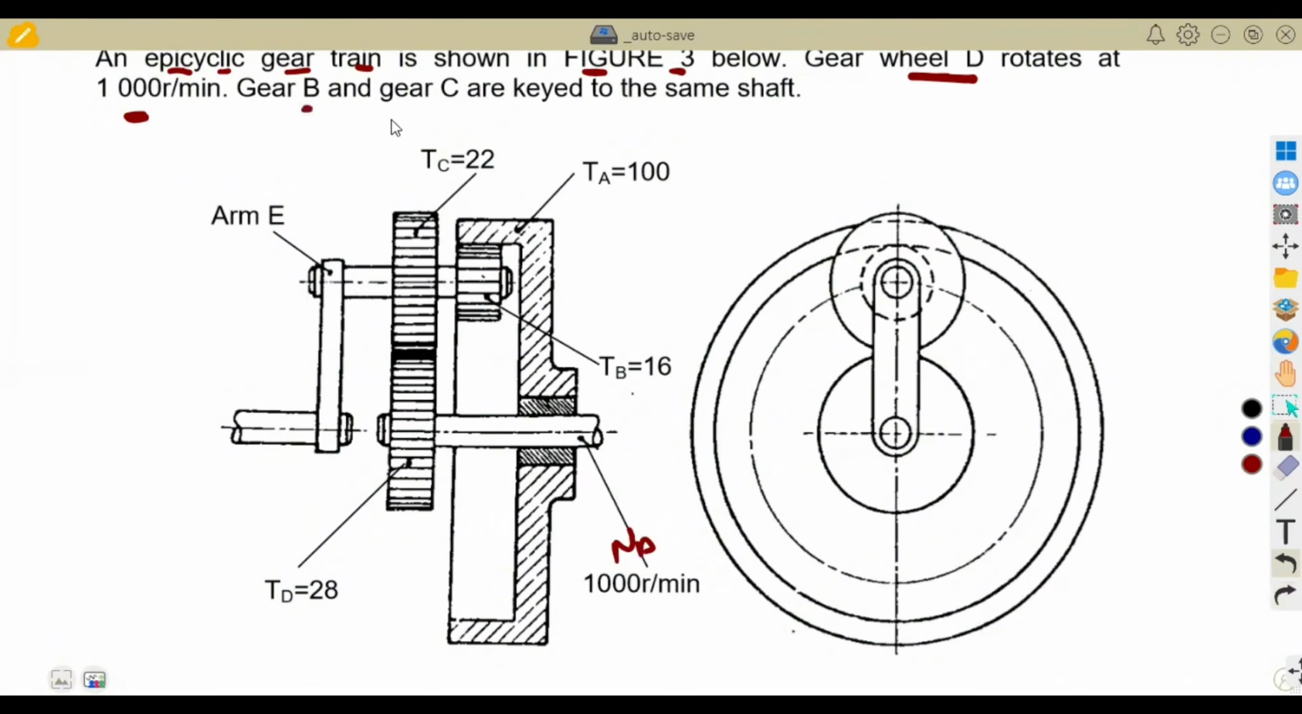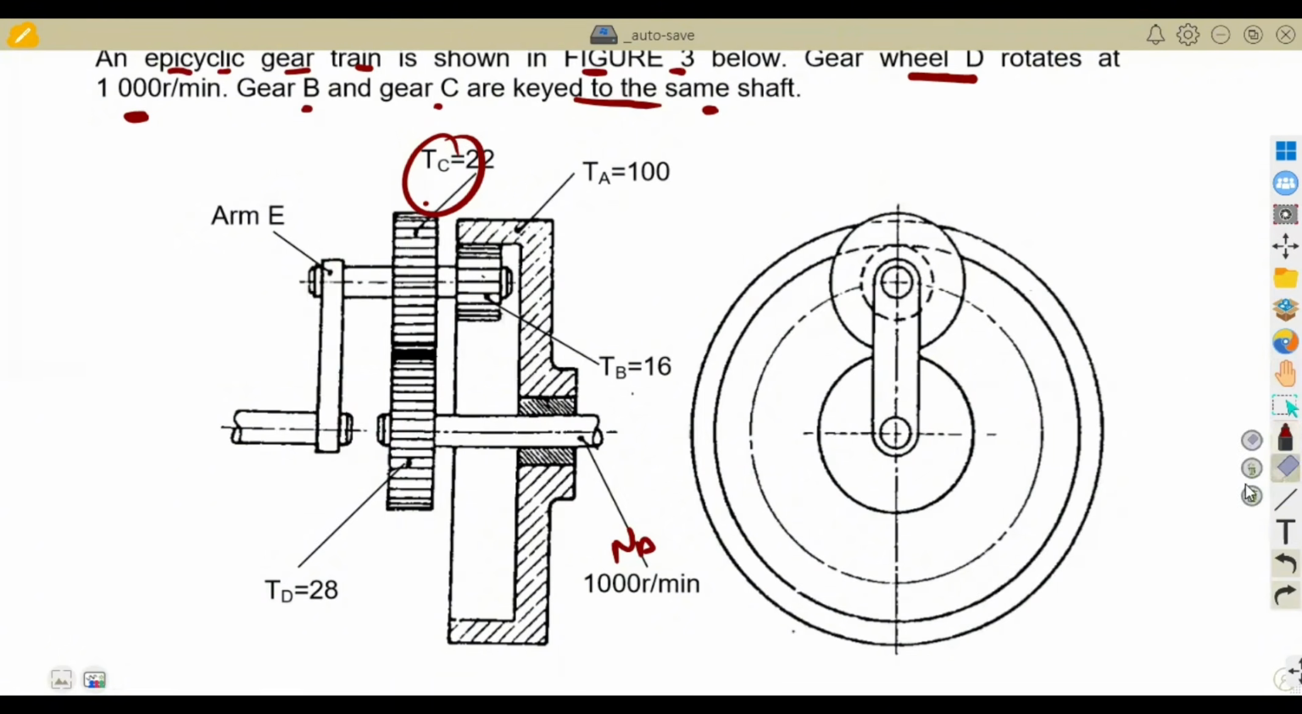Then we are given that gear B and C are keyed to the same shaft. If we check here, this is our C and this is our B here. So these are keyed to the same shaft. Take note of that because it is important when you are talking about what we refer to as the aligning gear, the one that is in line, which is our gear C, which is in line with the B being the planetary.